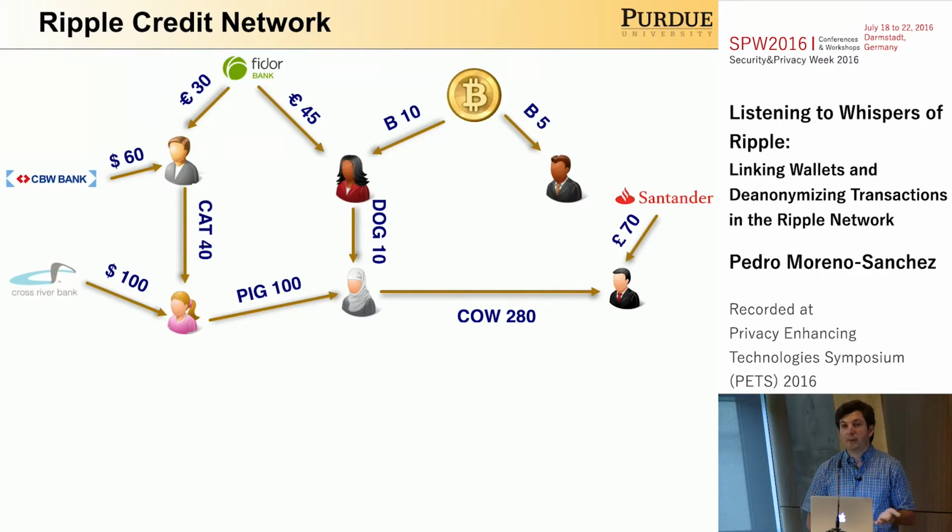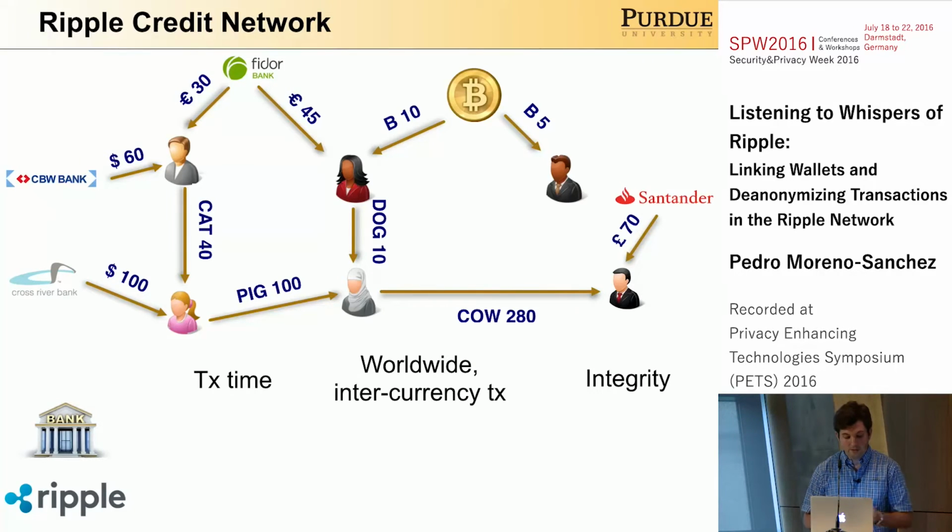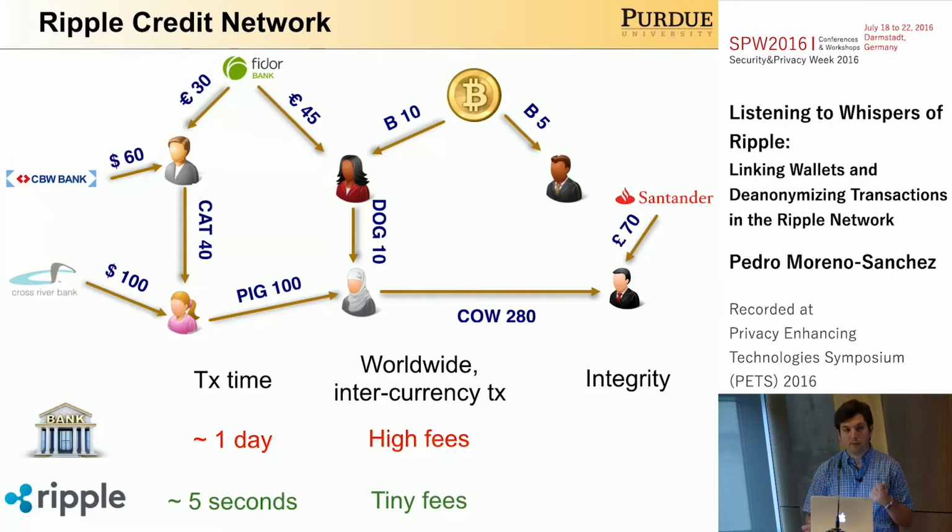Ripple has several advantages over the current banking system. The transactions can be performed much faster, taking a few seconds instead of several days. We can perform intercurrency transactions all over the world with a really tiny fee. And regarding integrity, banks are currently the only ones that check the integrity of the transactions, while in Ripple, everybody can check the transactions; they are publicly verifiable.